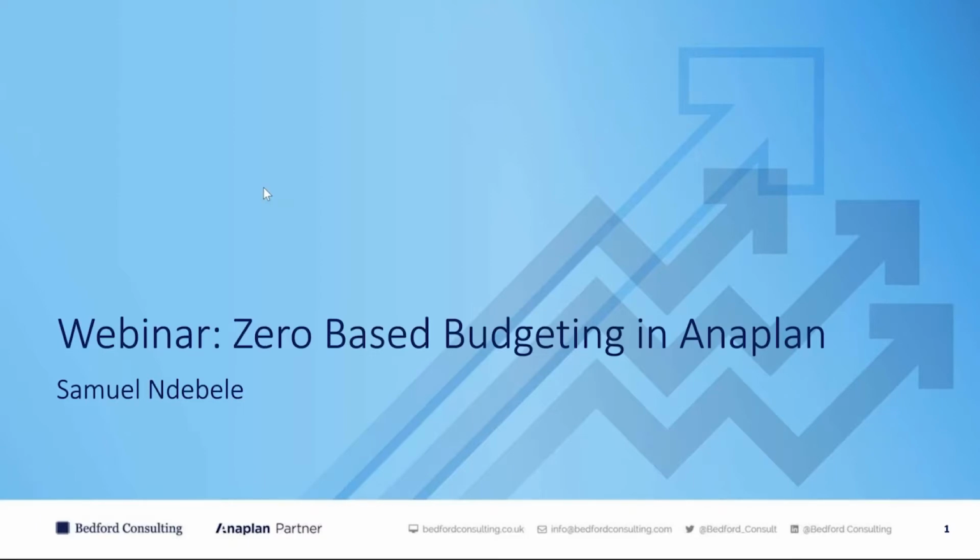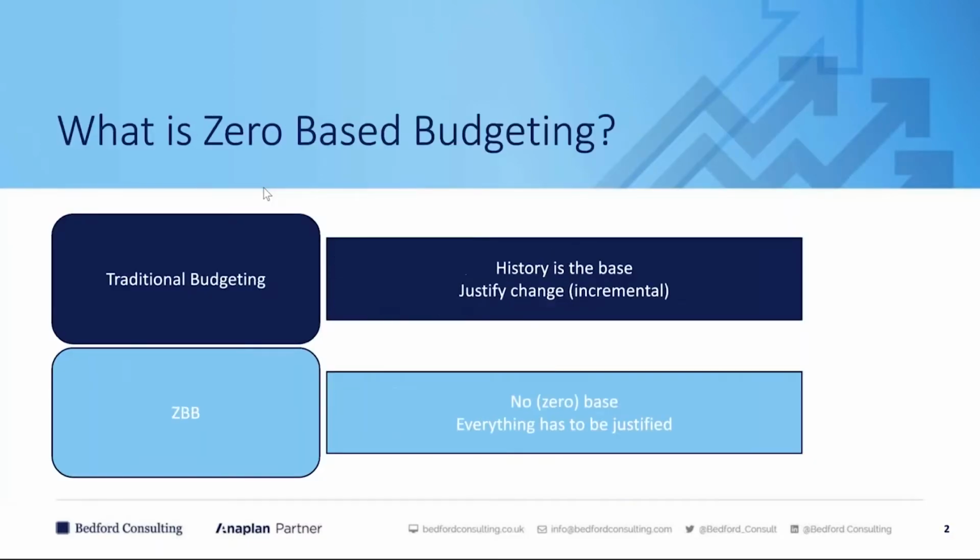So what is zero-based budgeting? We all are familiar with traditional budgeting, so our incremental budgeting that uses history as a base. Using run rates as a base, we look at our prior period numbers and then we justify the change, the increment, hence why it's typically called incremental budgeting as well.